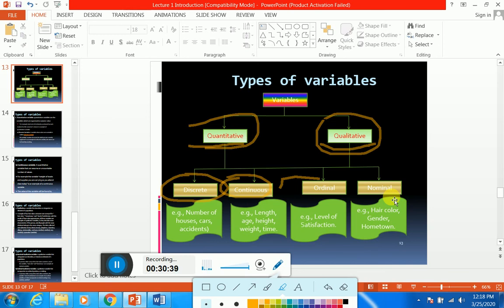So that variable which only categorizes the overall data into different categories is known as your nominal.